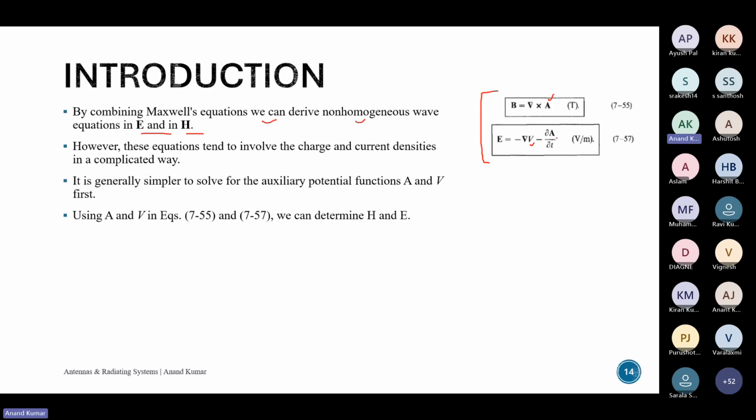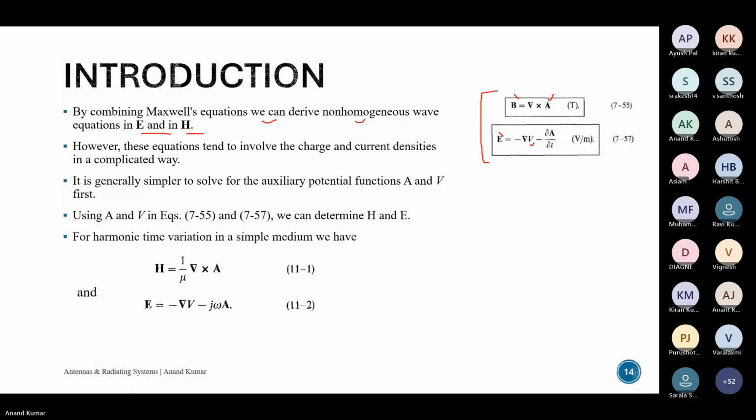Okay, sorry about that. So in electromagnetic theory, we had discussed scalar and vector potentials. We can find the magnetic field and the electric field using these two. And for simple harmonic time variation, that is, we are replacing d/dt by j omega, we will get this set of equations. I hope this is clear.